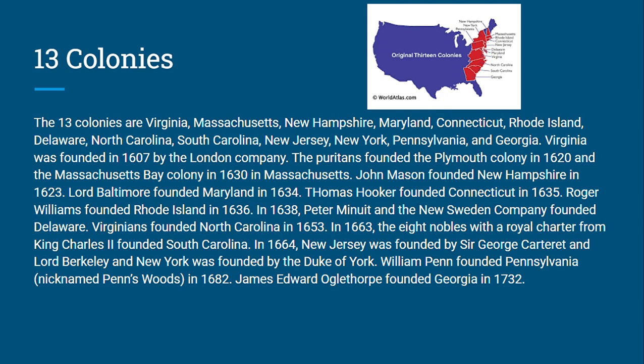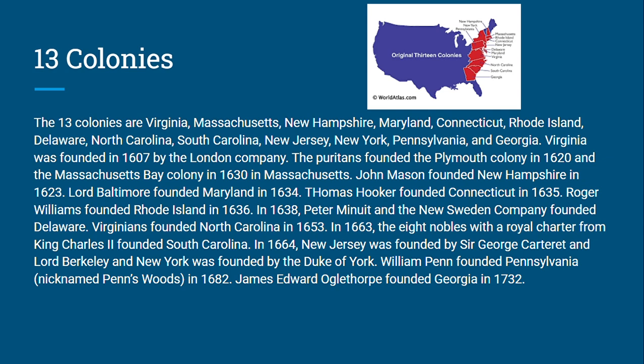John Mason founded New Hampshire in 1623. Lord Baltimore in 1634 founded Maryland. Thomas Hooker, a year later, founded Connecticut in 1635. Roger Williams founded Rhode Island in 1636. Then in 1638, Peter Minuit and the New Sweden Company founded Delaware.